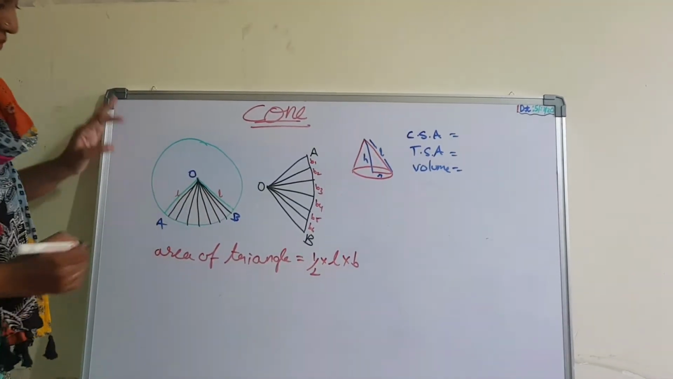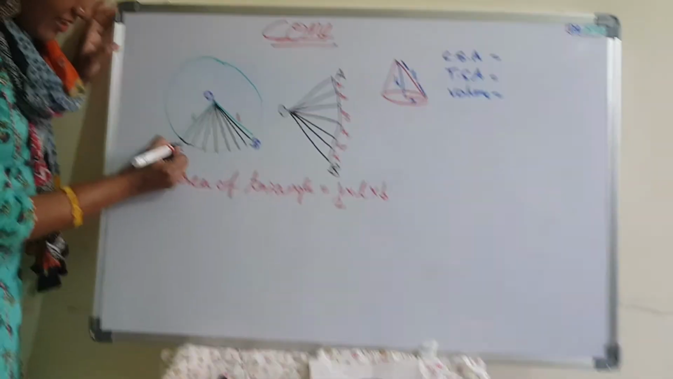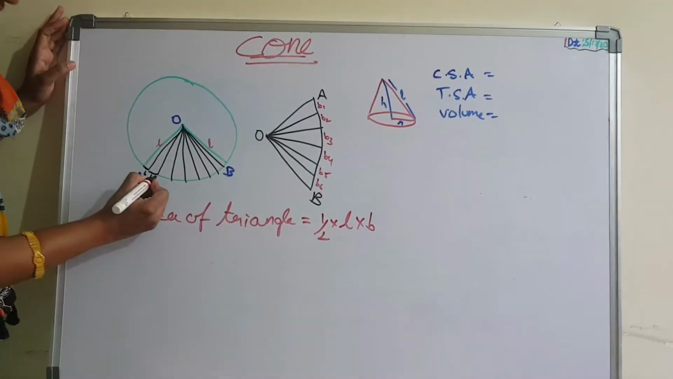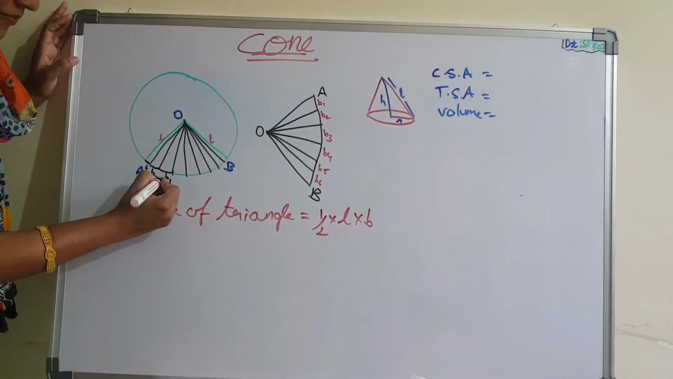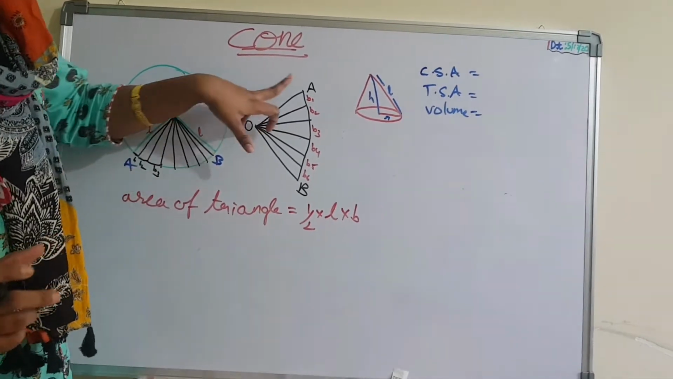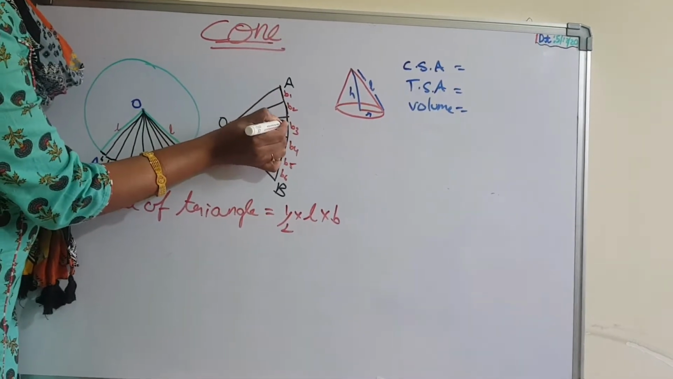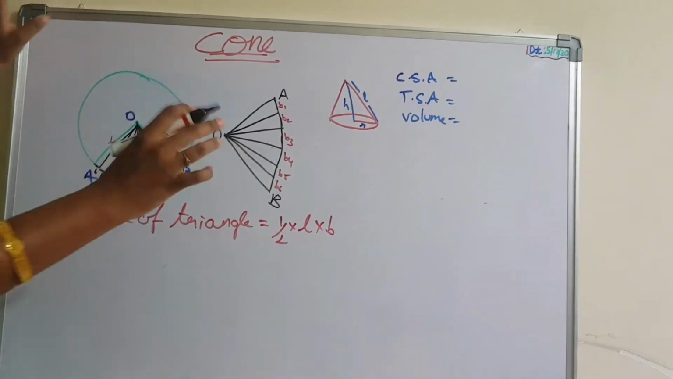Some parts. The breadth must be different. Here B1 is different, here B2 is different, this length is different, B3. Like that, different. See, we can see O and AB. Here different breadths are there.